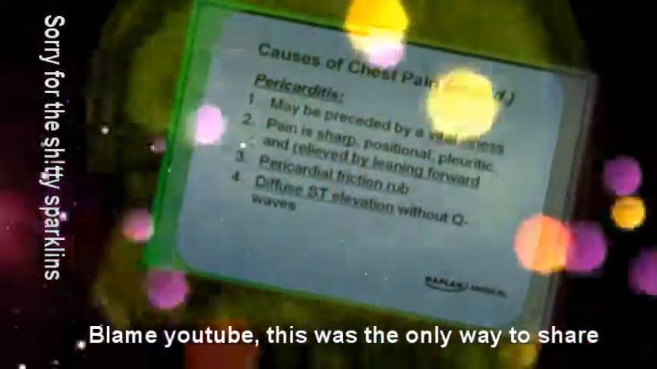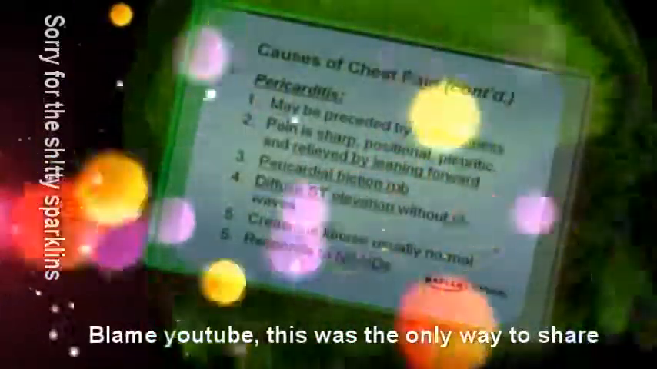Now, although there's diffuse ST segment elevation in pericarditis, what is the single most specific finding on an EKG for pericarditis? It is PR segment depression. Although the CK-MB is usually normal, it could be mildly elevated.